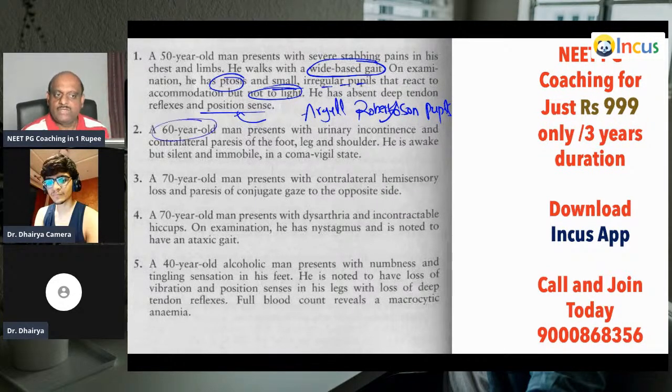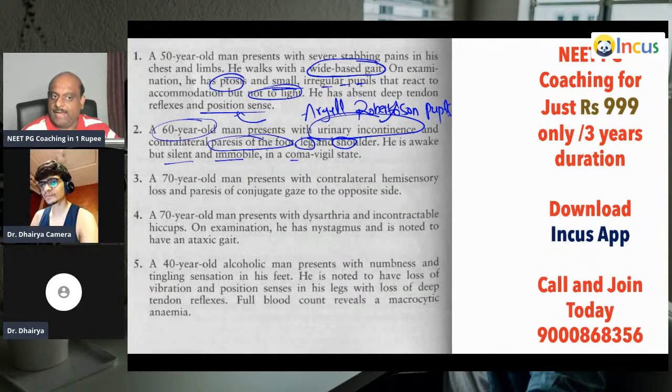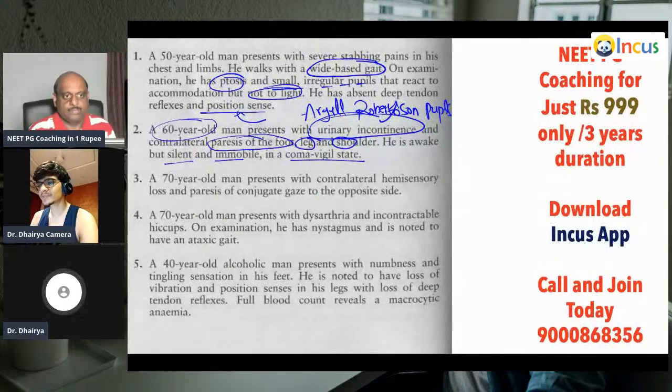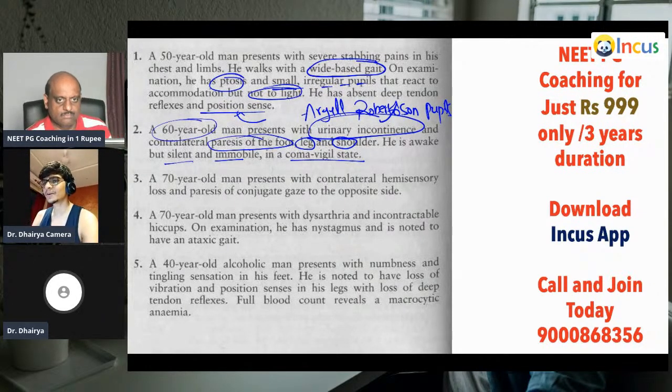Now, the next question. A 60-year-old man presents with urinary incontinence, contralateral paralysis of the foot, leg, and shoulder. He is in an awake state, but silent and immobile, in a coma vigil state. So, what is your diagnosis, doctor? This patient is having a stroke because of the urinary incontinence, along with only paresis and not complete paralysis, along with having aphasia. So this patient has a cerebral infarct, probably an anterior cerebral artery infarct.